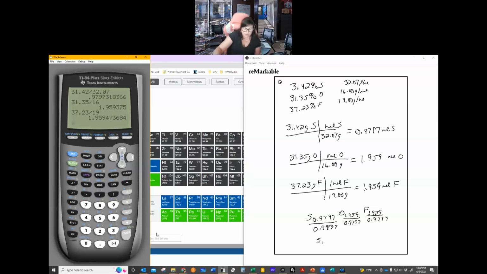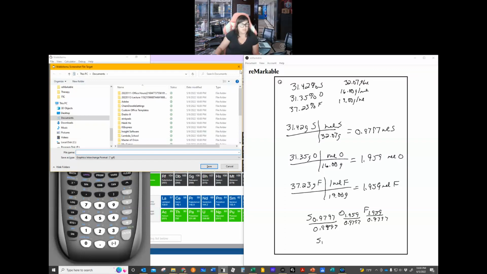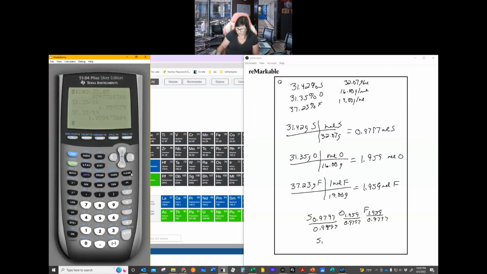That's going to leave me with an S of 1. 1.959 divided by 0.9797 is roughly 2. So it's S1O2F2, which is the empirical formula that I find for that.